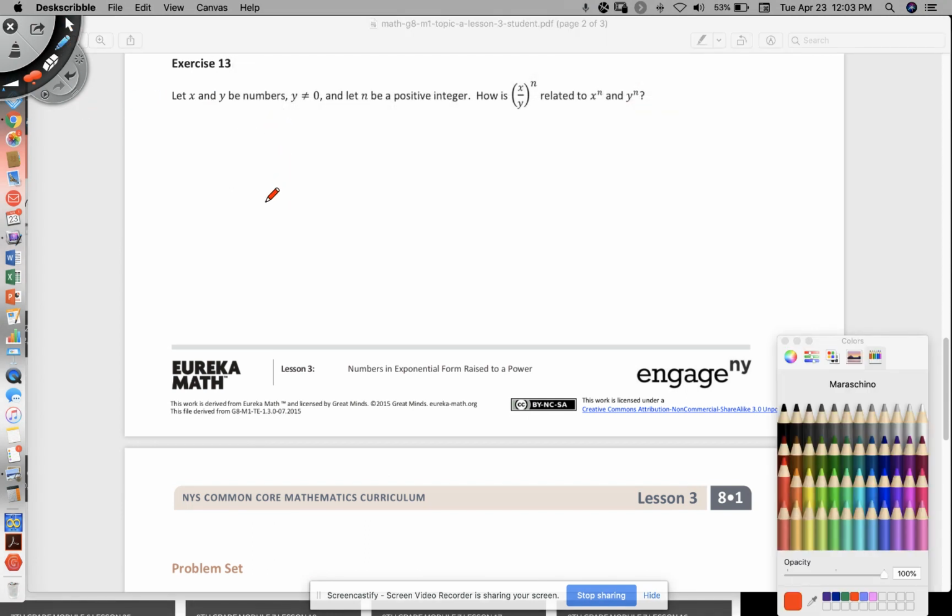All right, so 13 says, let x and y be numbers where y cannot be 0, and that's because it's a denominator. And let n be a positive integer. How is x over y raised to the n power related to x to the n, y to the n? So how are they related? Well, same thing we were just doing. Even though it's written as a fraction, everything on the inside gets raised to that exponent. So you still wind up with x to the n power divided by y to the n power, because that n is going to go to both.